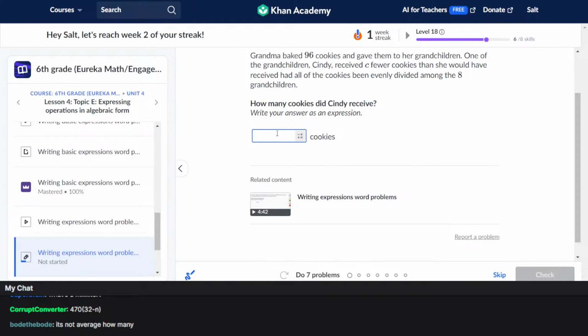Hey, did I maybe memorize this? It's not average how many, you're right. That's true. The more I study math, the worse I get. This is the exact same question. You're right. Corrupt Converter says this is the exact same question. Yeah, I forgot exactly what the answer was.